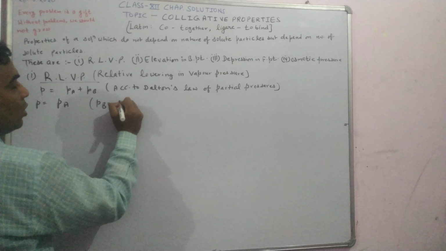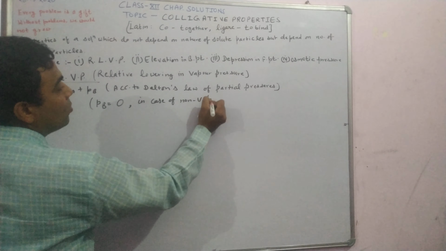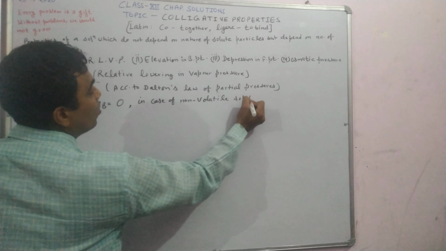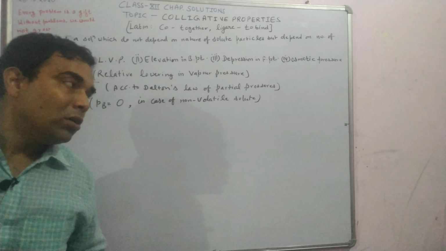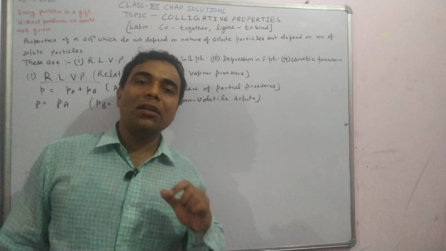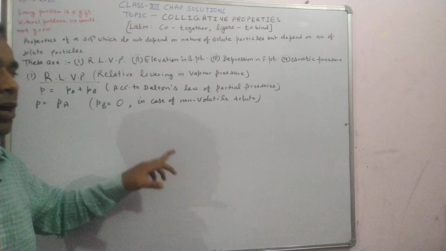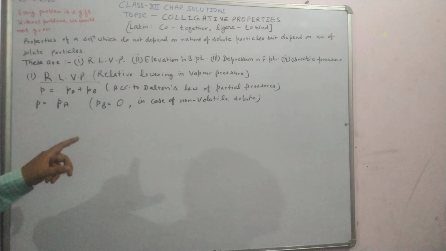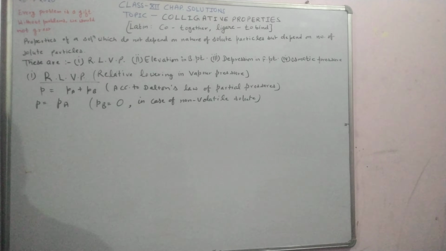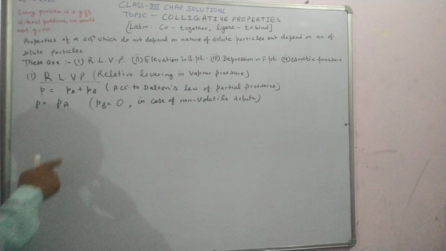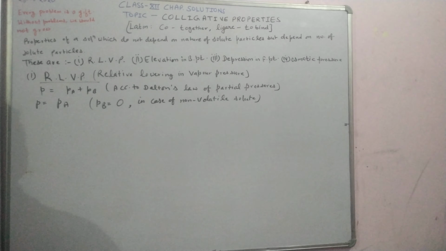Why? Because we are taking a non-volatile solute. In case of a non-volatile solute, PB will be equal to 0, because a non-volatile solute creates no pressure. It will not be converted into any type of vapors. That's why the partial pressure created by a solute will be equal to 0. So total pressure of the solution will be equal to the partial pressure of solvent only when we are taking a non-volatile solute in our solution.